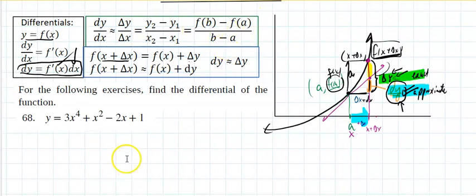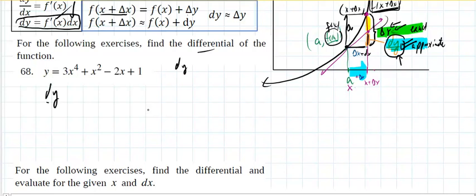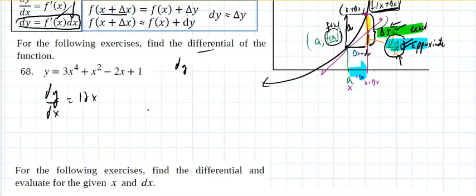So here we have a function. We just want to find the differentials. Differentials is simply dy. Well, that's simple. dy would be, well, let's see, dy/dx would be what? That would be 12x cubed plus 2x minus 2. And if you cross multiply, you're done.